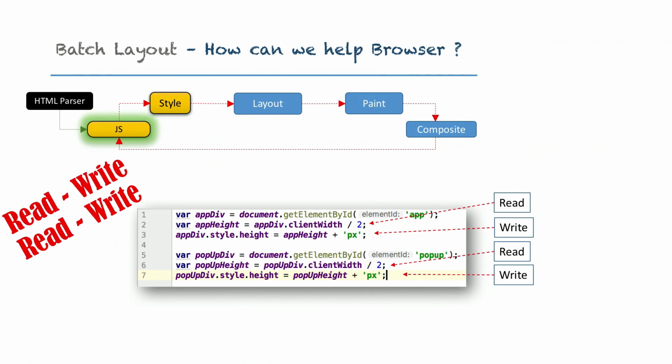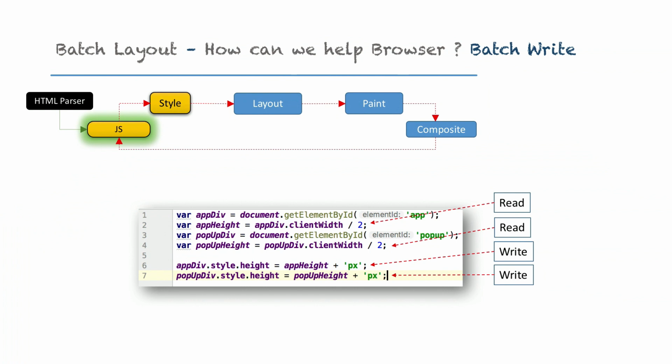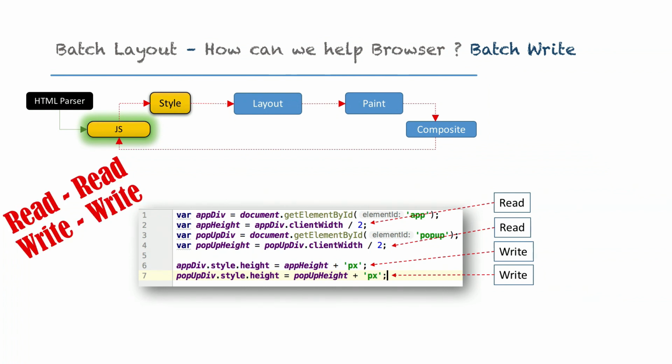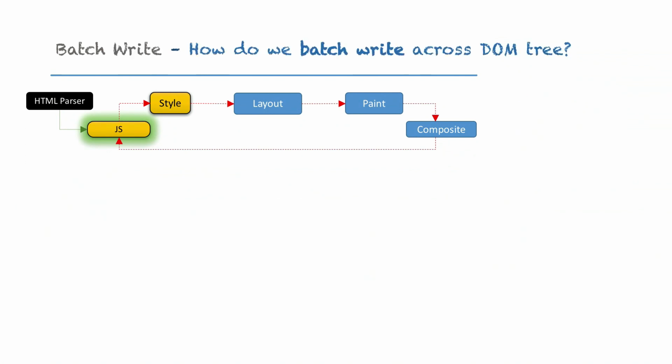So in order to avoid that, what we can do is batch all the write operations. So we do all the reads first, and then we start doing the writes. So the number of layouts is going to be 1. That's how we make sure our browser runs very efficiently. This is easy for a small code snippet, but if you want to do it across the entire DOM, where the DOM tree is 500 elements or 1000 elements, you can't just write it in a code snippet. We need some kind of algorithm to do this batch writing.